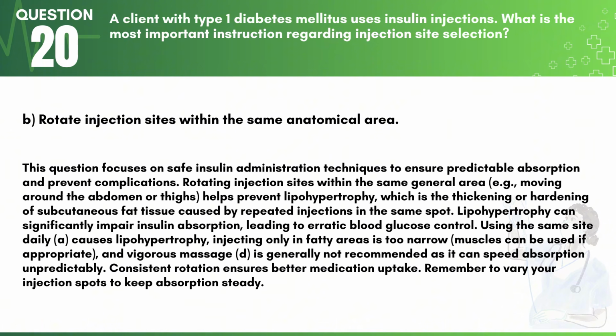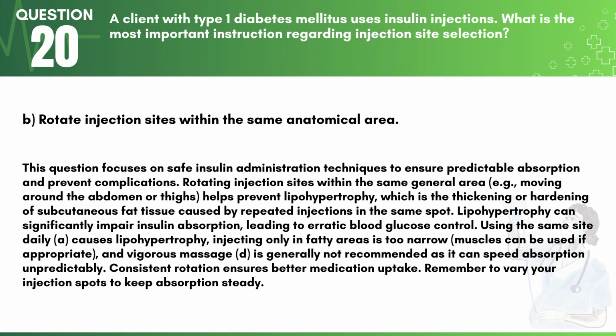Answer B. Rotate injection sites within the same anatomical area. This question focuses on safe insulin administration techniques to ensure predictable absorption and prevent complications. Rotating injection sites within the same general area, e.g., moving around the abdomen or thighs, helps prevent lipohypertrophy, which is the thickening or hardening of subcutaneous fat tissue caused by repeated injections in the same spot.